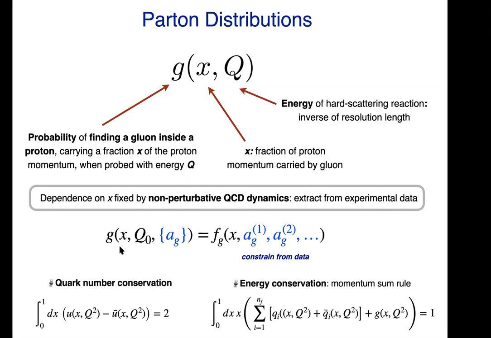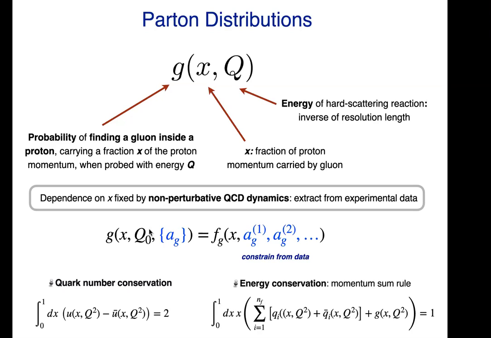So basically, we have to produce a model for the PDFs at some initial scale Q0, and this model will depend on some parameters, say A sub G, A sub G1, A sub G2, which I will constrain from the data. Now, fortunately, this is not purely phenomenology. I can also use theory to constrain the shape of the PDFs.